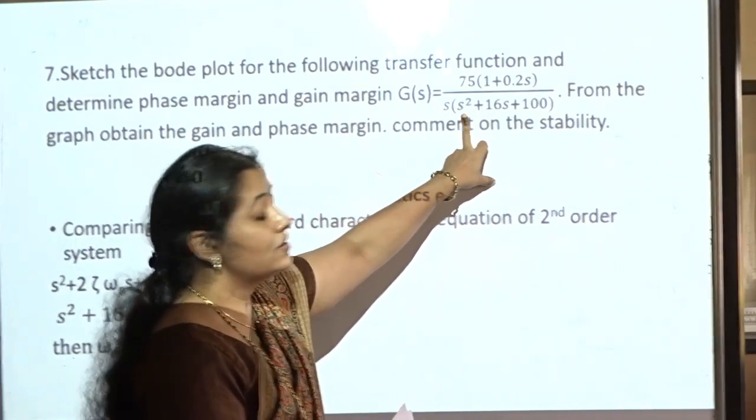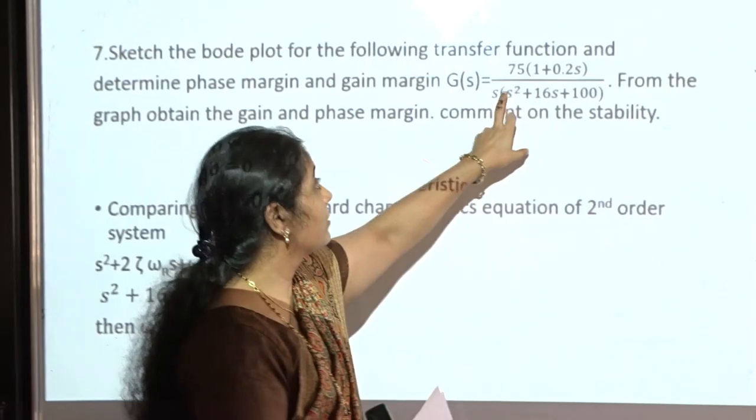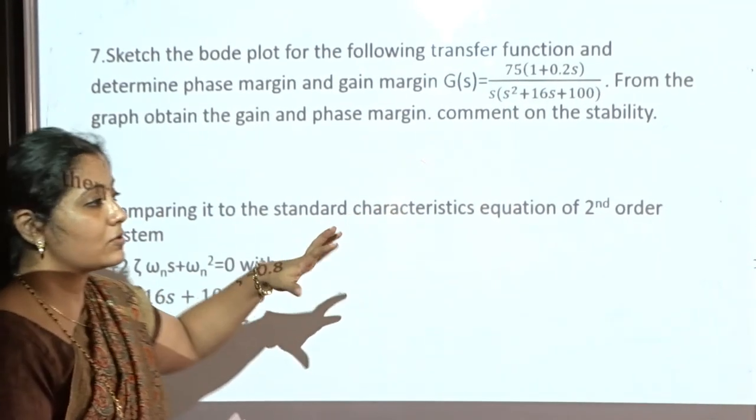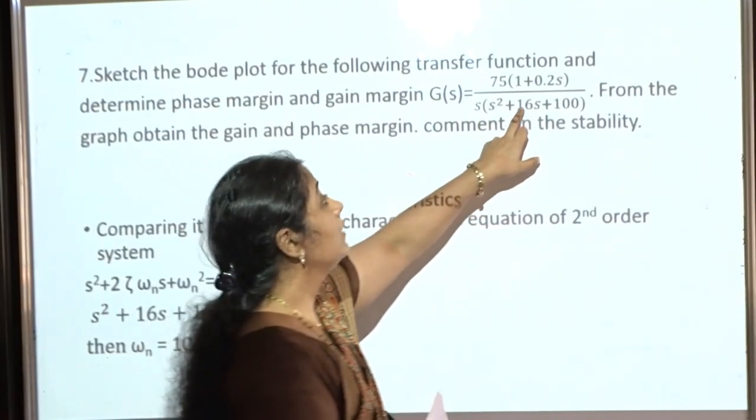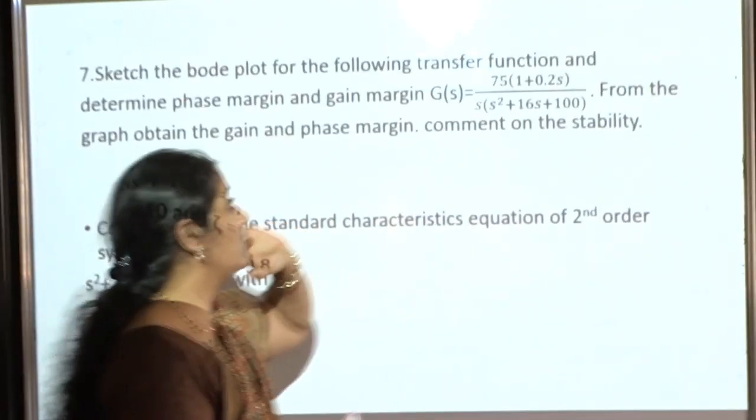Here, we see this equation is a second order equation. Previously, we had only first order equations, that is s plus a, s plus b. But here it is s square plus a value, so it is a second order equation.